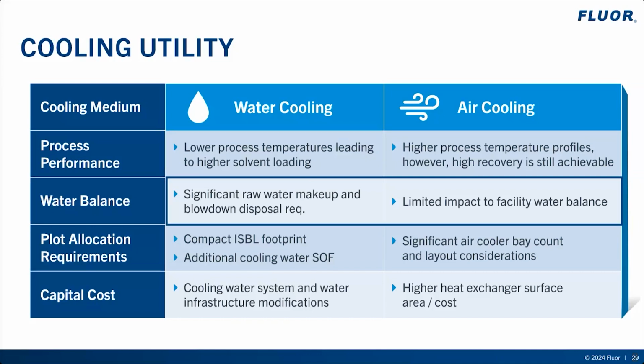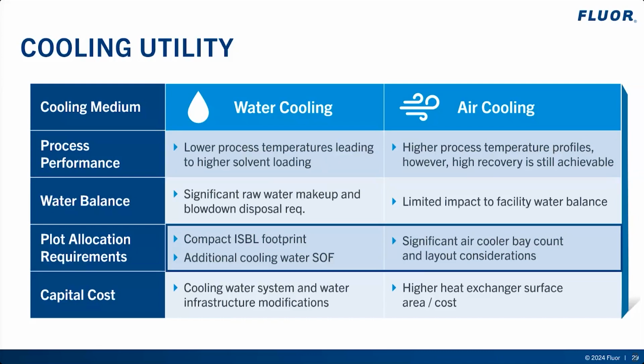Water cooling requires a significant amount of makeup water and will require disposal and/or treatment of the generated blowdown stream, whereas air cooling will have limited to no impact on facility water systems. Existing water infrastructure plays a major role in utility cooling evaluation. Water cooling allows for a compact and flexible plant footprint. Cooling water exchangers can be located in multi-level structures, facilitating modularization and providing constructability advantages. An air cooling design requires a significant air cooler bay count, which must be factored into plant layout considerations. And generally, air-cooled plants are more constrained and require a larger footprint.